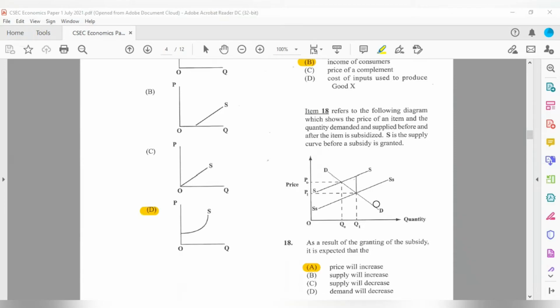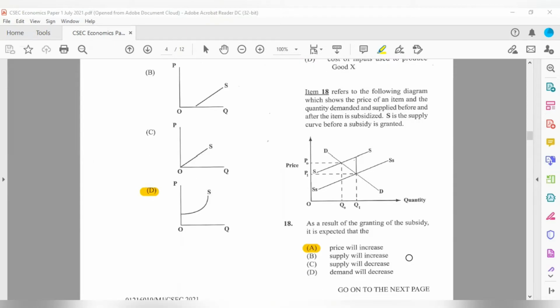Item 18 refers to the following diagram, which shows the price of an item and the quantity demanded and supplied before and after the item is subsidized. S is the supply curve before the subsidy is granted. As a result of granting of the subsidy, it is expected that the price will increase. The answer is A, price will increase.